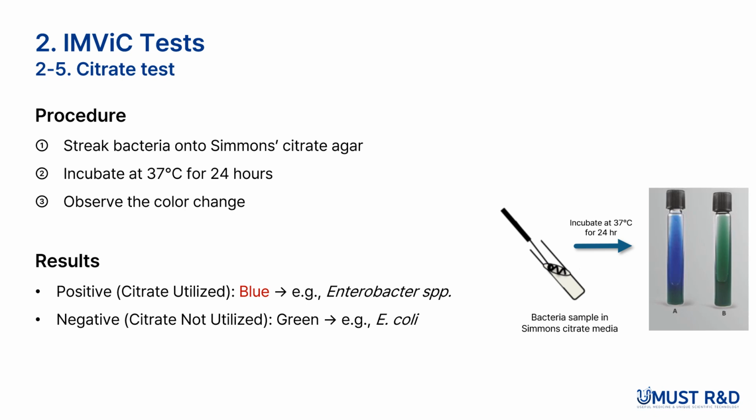A positive result is indicated by the agar turning blue, meaning the bacteria can utilize citrate as their sole carbon source. A typical citrate-positive bacterium is Enterobacter spp. A negative result is indicated by the agar remaining green, meaning the bacteria cannot metabolize citrate. An example of a citrate-negative bacterium is E. coli.